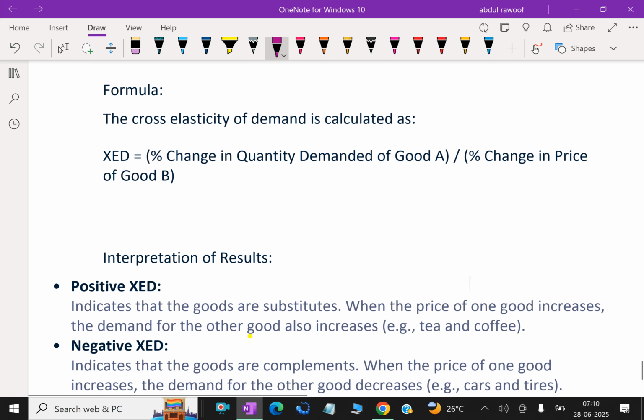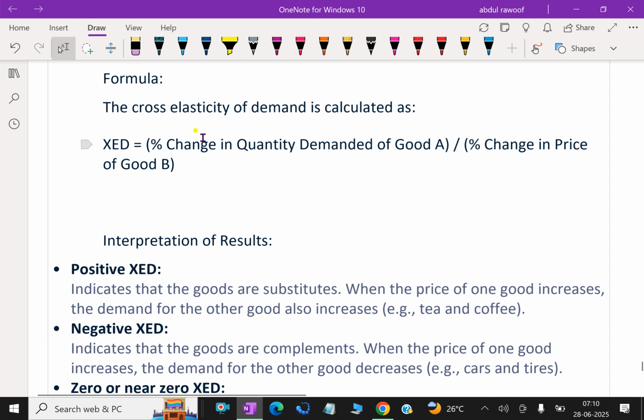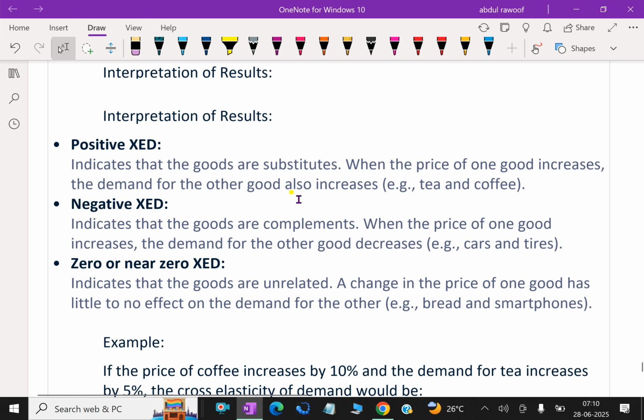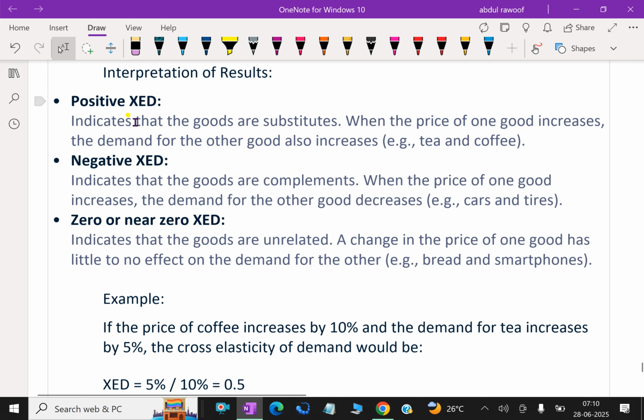Look at this formula. The cross elasticity of demand, XED, is equal to the percentage change in quantity demanded of good A divided by the percentage change in price of good B. Now the interpretation of results. Positive XED indicates that the goods are substitutes. When the price of one good increases, the demand for the other good also increases. Example, tea and coffee. If the price of tea increases, the demand for coffee also increases.